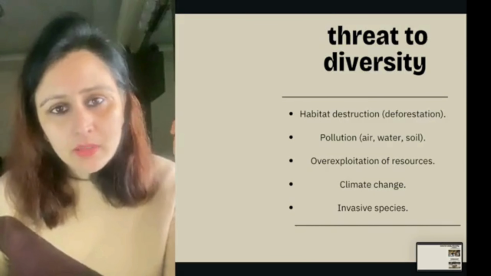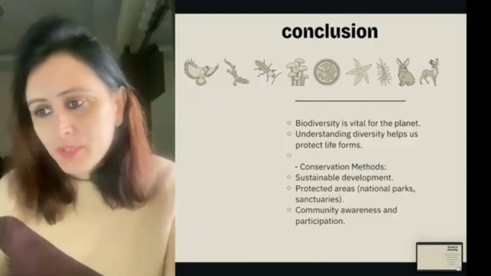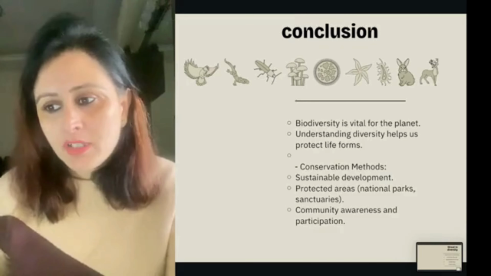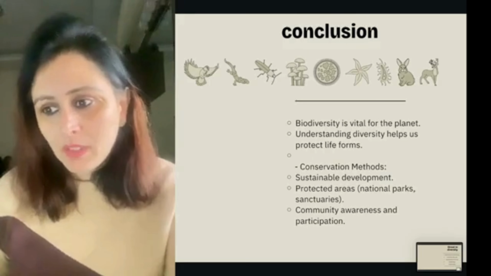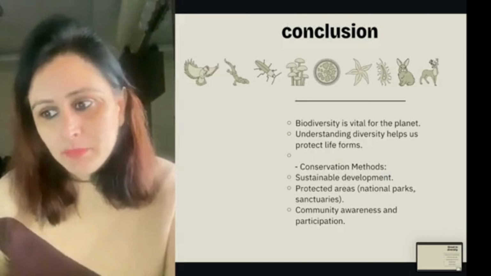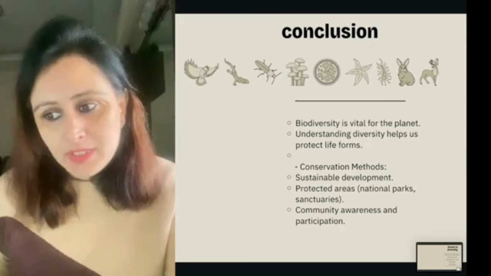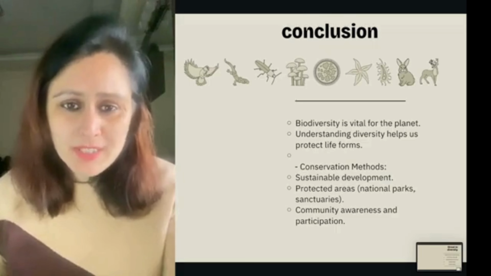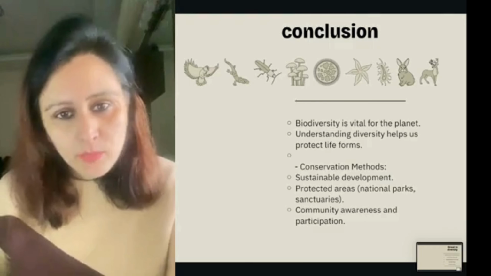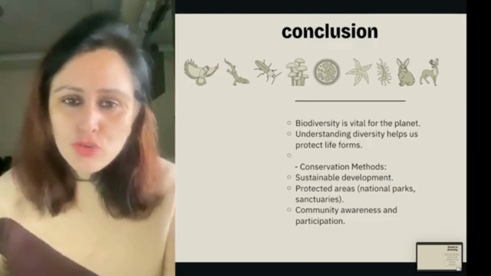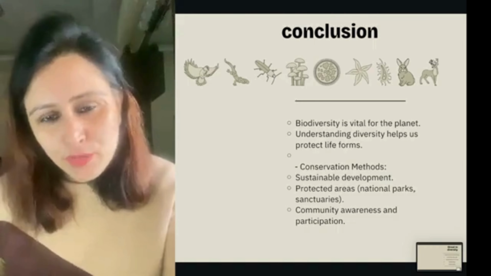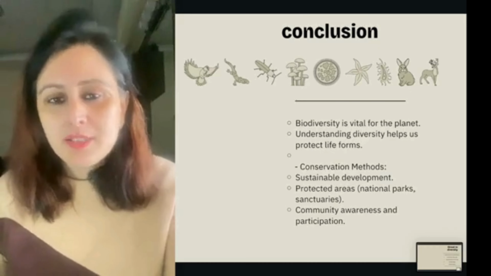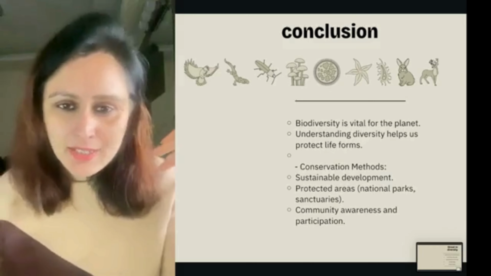So in the end, what do we want to take away from this chapter is that biodiversity is vital for the planet, and understanding diversity helps us to protect life forms, right? How do we do it? We can do it in a sustainable manner. Protected areas like national parks and sanctuaries should be encouraged, and poaching should be discouraged to a large extent. Community awareness and participation should always be there, because educating others can always help us to save the environment on a larger scale. And saving the environment is eventually saving ourselves, right?